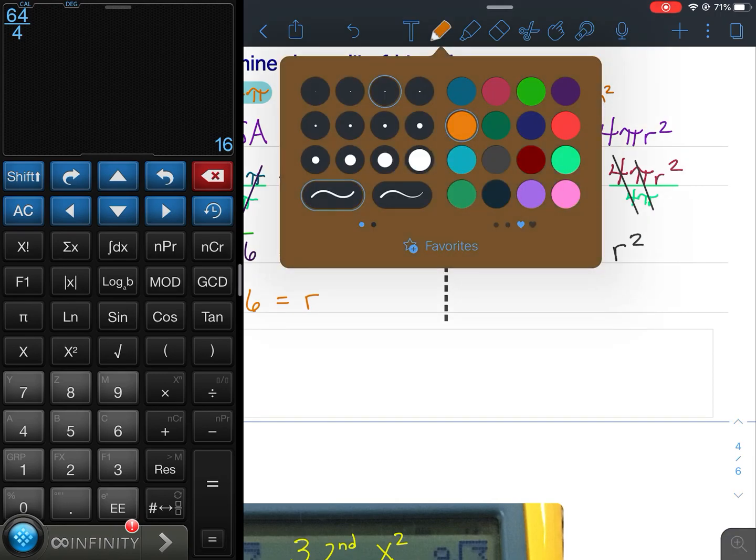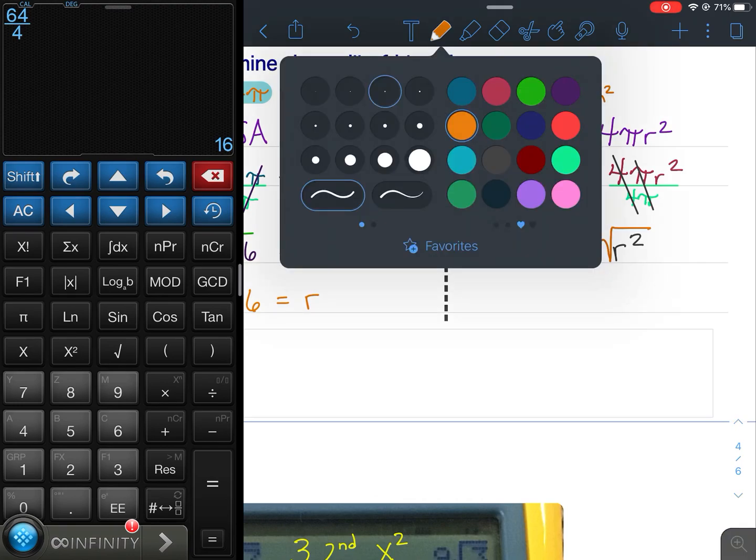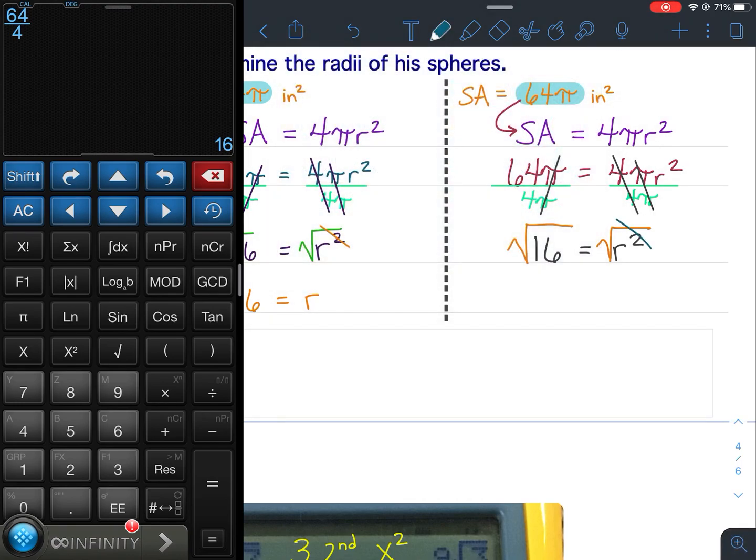We're not done yet because we still have the square. So the inverse to squaring a number is the square root. I'm going to take the square root of both sides. The square and the square root will cancel out. And the square root of 16 is 4. So 4 equals r.